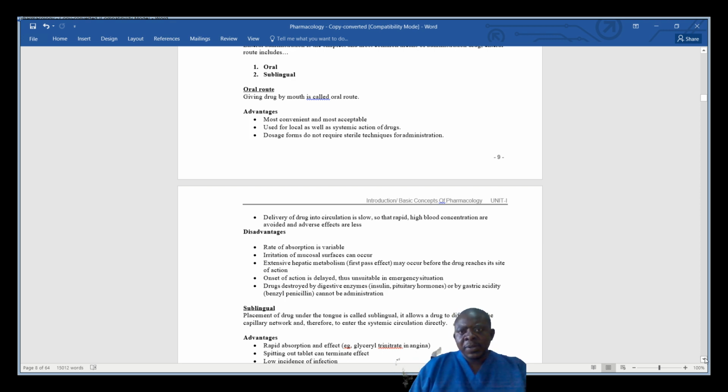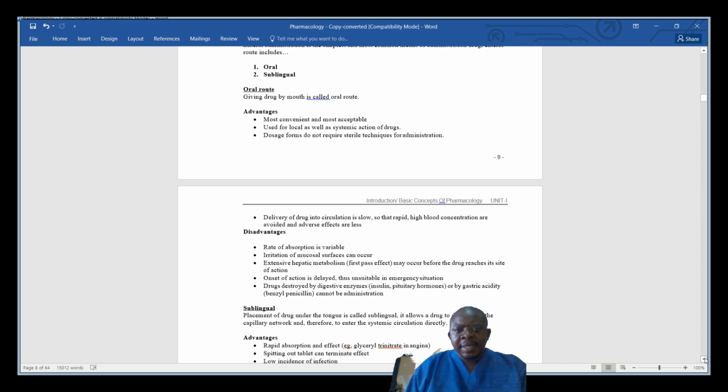So the slow delivery of the drug into circulation is an advantage, because there will be no rapid concentration of the drug in the blood, and so fewer adverse effects. Now let us look at the disadvantages of the oral route of drug administration. The first disadvantage is that the rate of absorption is variable. For oral drugs, absorption into the blood differs depending on how the drug has been made. Some are made into capsules, others come coated, others are mere tablets. This affects the rate of absorption, so absorption tends to vary.